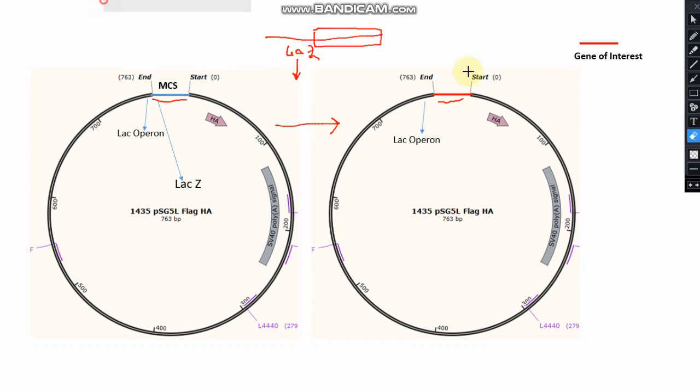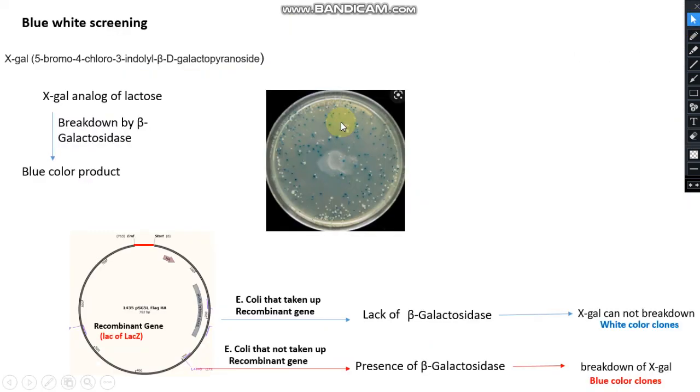So now I will show the blue and white screening. Blue and white screening is one of the screening processes to check whether the gene of interest is successfully transformed in the E. coli system or not. And in this screening system, X-gal is used.